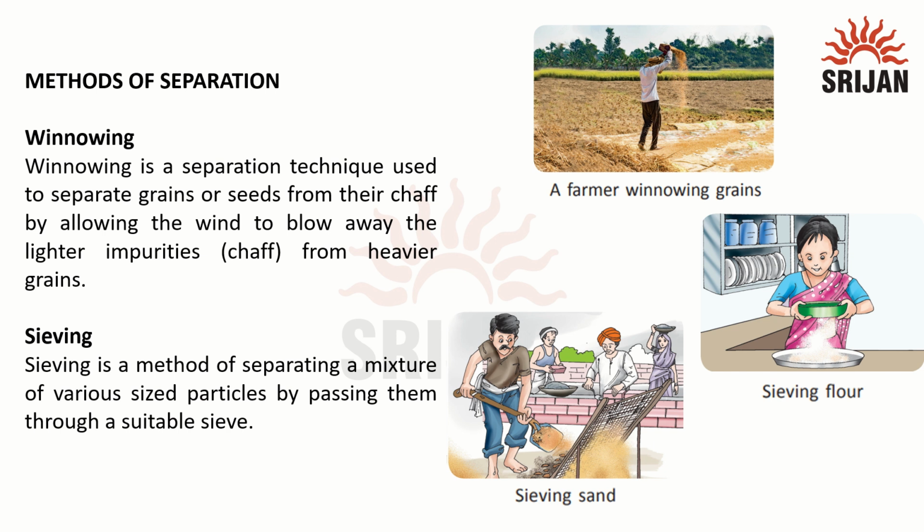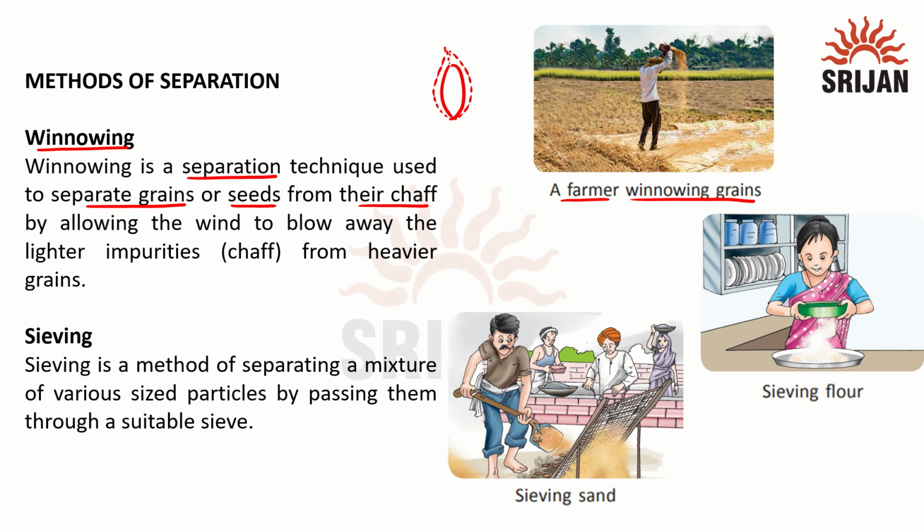Apart from threshing, the next method in the agricultural field is known as winnowing. Now here we can see a farmer winnowing the grains. Now what does winnowing mean? It is basically a separation technique where we separate grains or seeds from their chaff. Now what does that mean? So this is a grain of paddy or wheat. Now around it you have a protective, small, thin layer, a leaf-like or paper-like structure, which has to be separated.